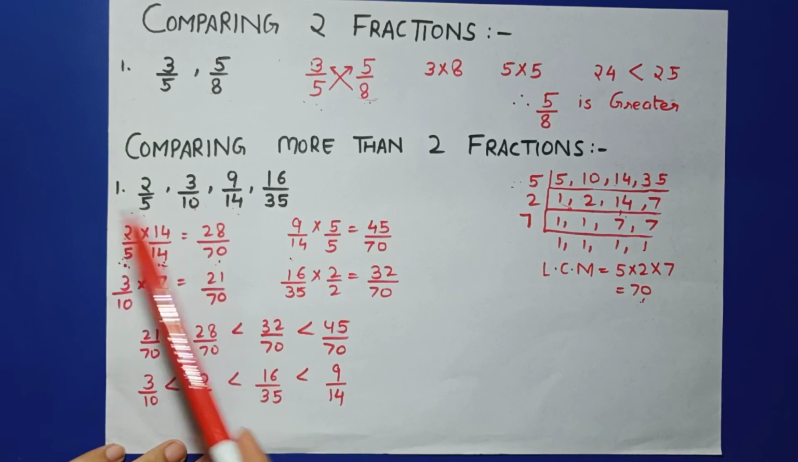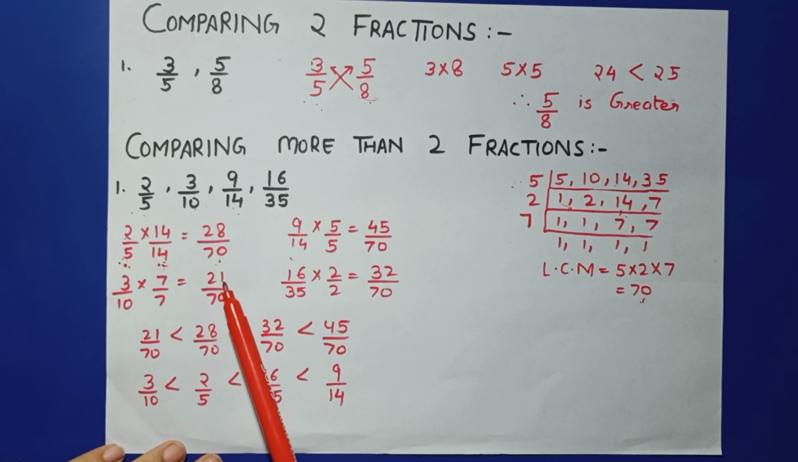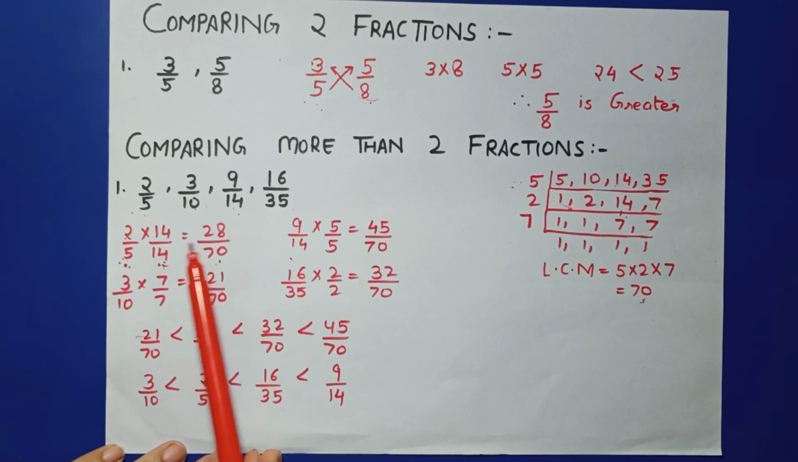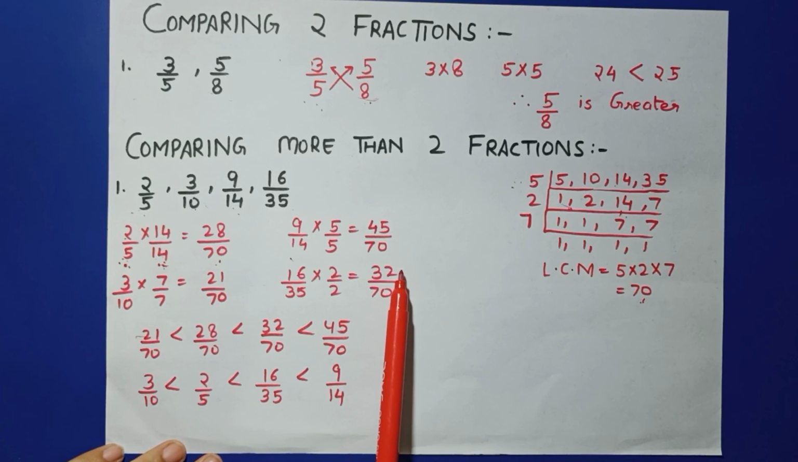Now, how can you compare these numbers? 21 upon 70 is formed by converting 3 upon 10. 28 upon 70 is formed by converting 2 upon 5. 32 upon 70 is formed by converting 16 upon 35. And 45 upon 70 is formed by converting 9 upon 14. So here we have converted the unlike fractions into like fractions.